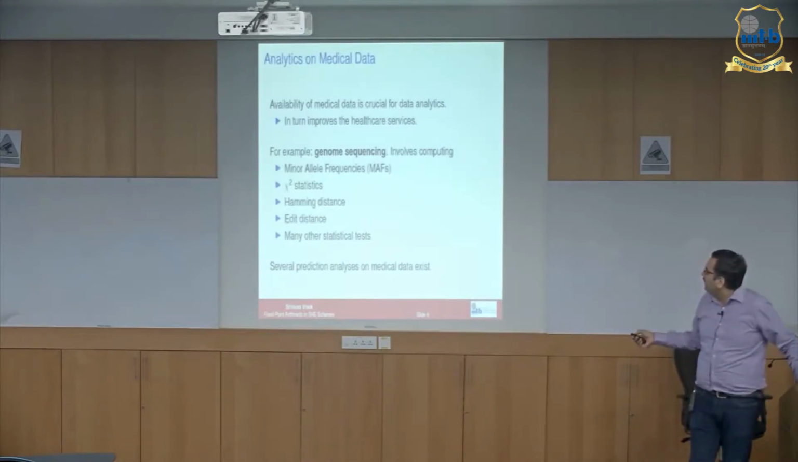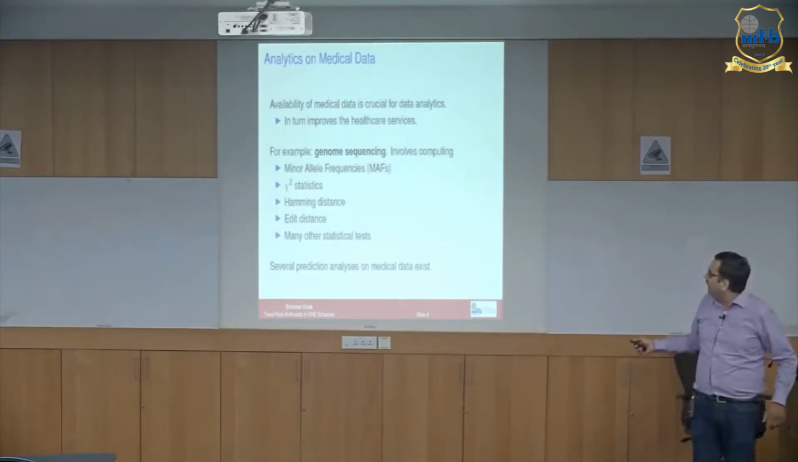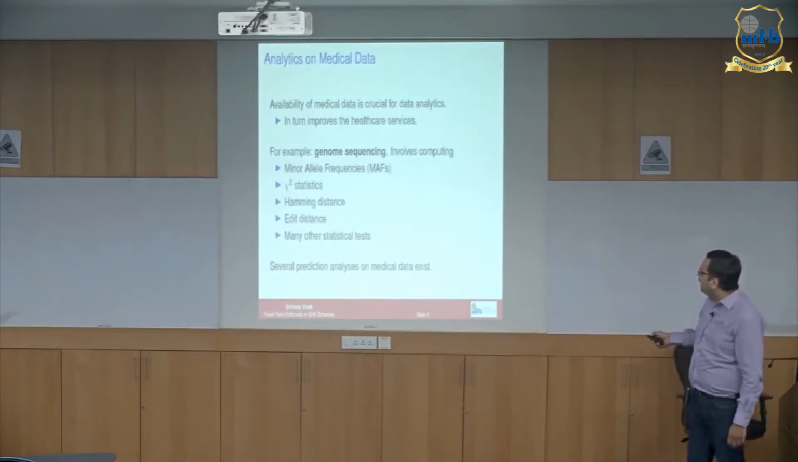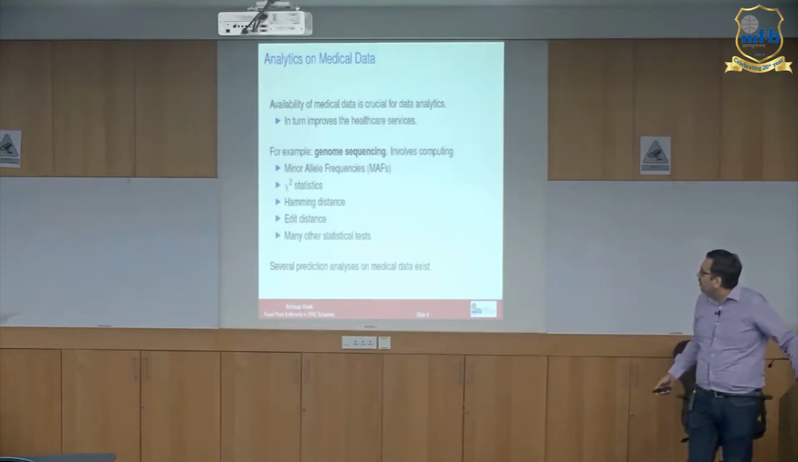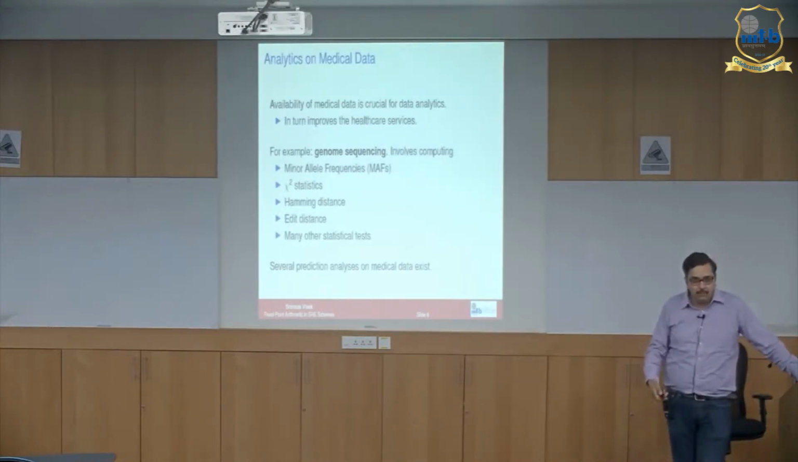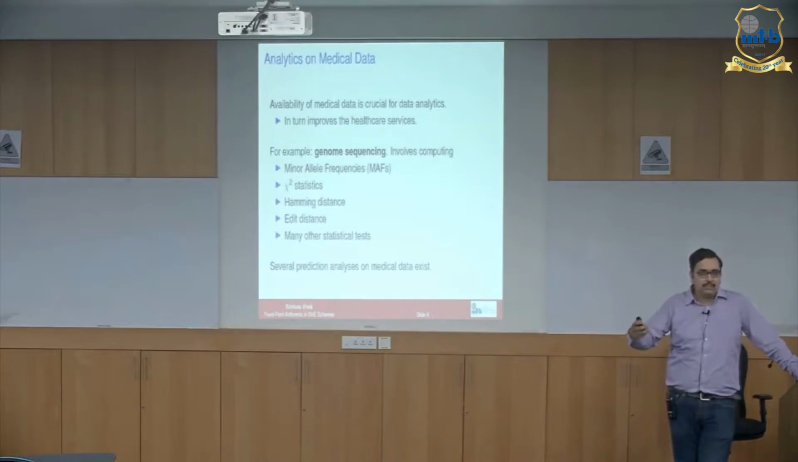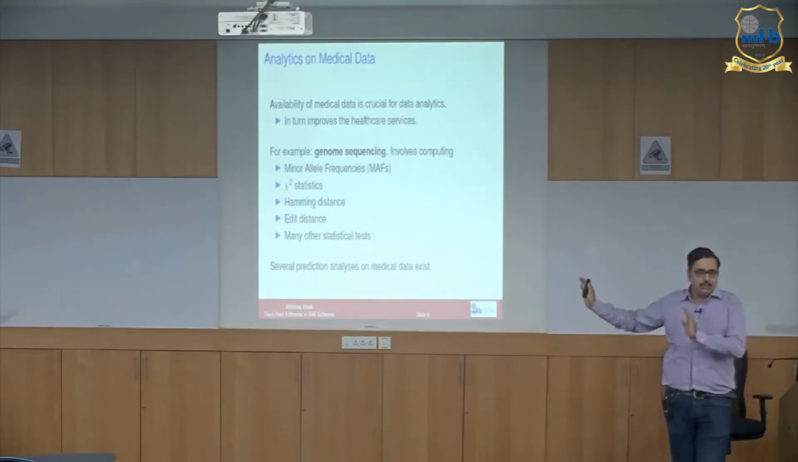Just to take an example in genome sequencing, for example MAF, minor allele frequency, I cannot even pronounce it, sorry, allele frequencies, and edit distance. There are many statistical tests that we can do, and all these tests will help in genome sequencing. And of course genome sequencing has a lot of implications in improving the health service, right? So you can predict diseases in advance. Okay, I'm not an expert on that, just to give you an example.